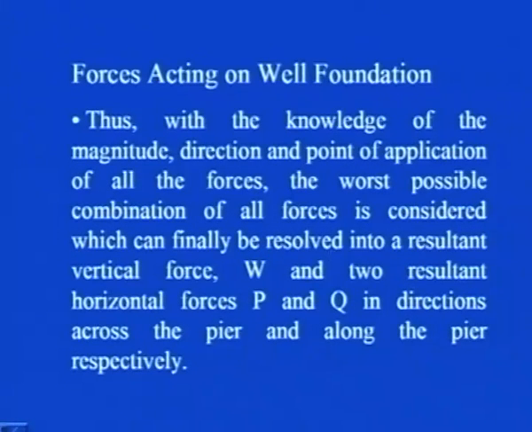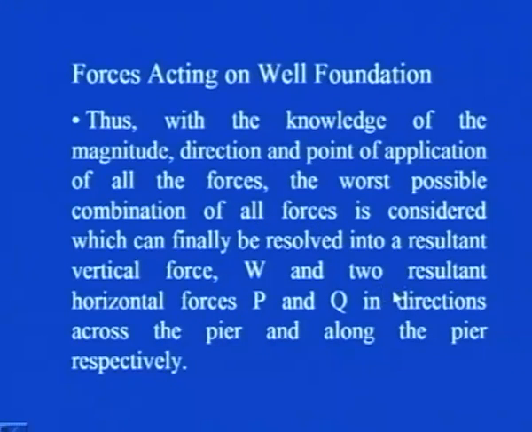Thus, with the knowledge of the magnitude, direction and point of application of all the forces, the worst possible combination of all forces is considered, which can finally be resolved into a resultant vertical force W and two resultant horizontal forces P and Q in directions across the pier and along the pier respectively.